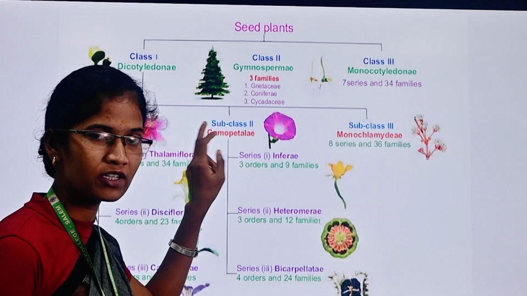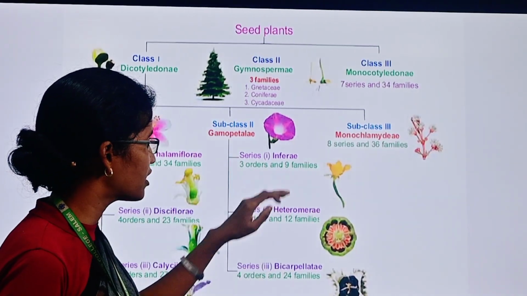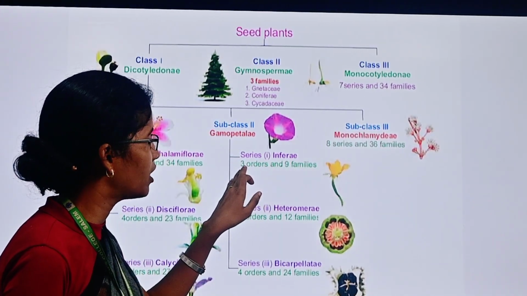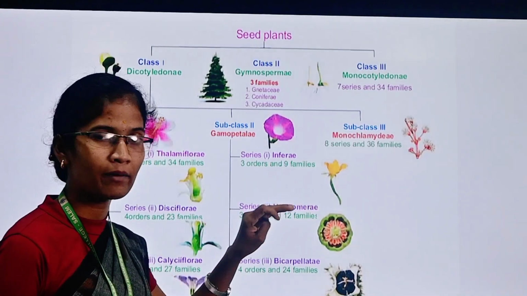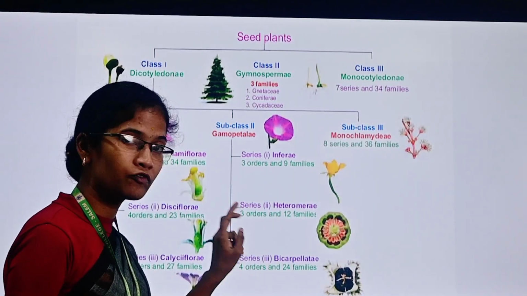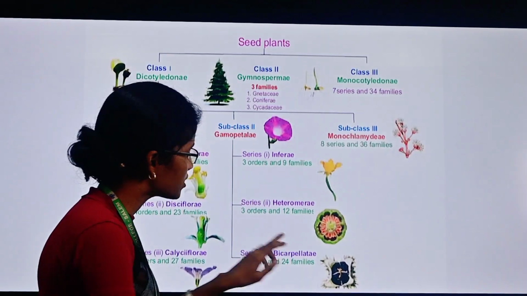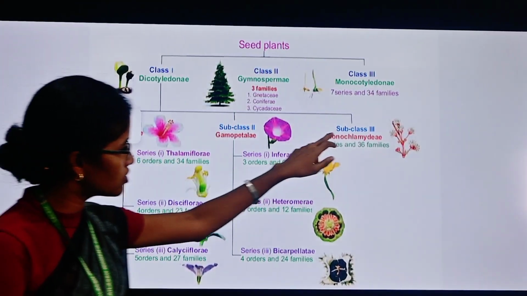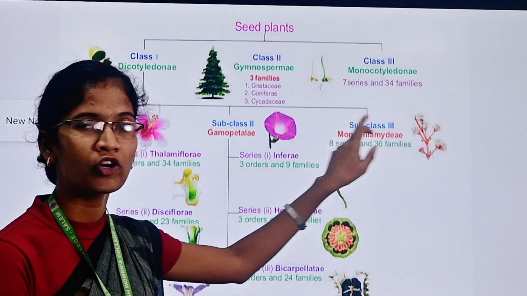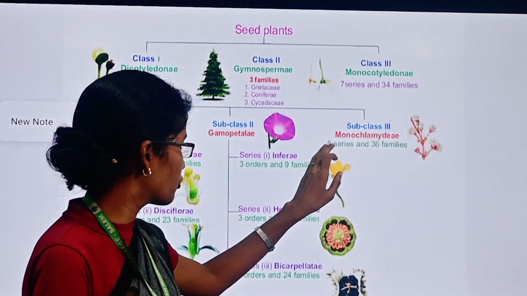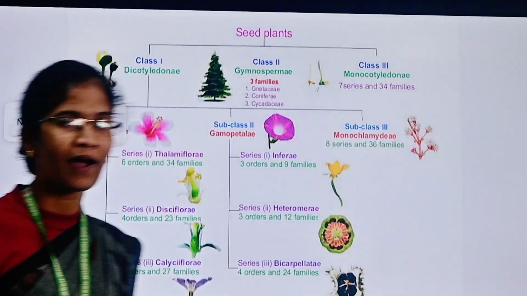Next, subclass 2, Gamopetalae. It consists of 3 series. One is Inferae, which consists of 3 orders and 9 families. Heteromerae consists of 3 orders and 12 families. Bicarpellatae has 4 orders and 24 families. Next, subclass 3, Monochlamydeae. Monochlamydeae consists of 8 series and 36 families.